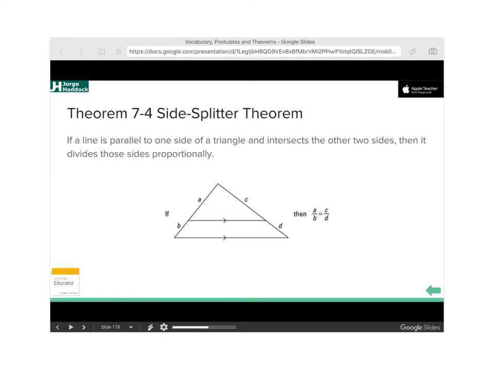Hi, so in this lesson, we're going to be working with similarities in a triangle or parallel lines. The side splitter theorem says that if a line is parallel to one side of a triangle and intersects the other two sides, then it divides those sides proportionally. So that means that A over B is the same as C over D. So let's see a couple of examples.